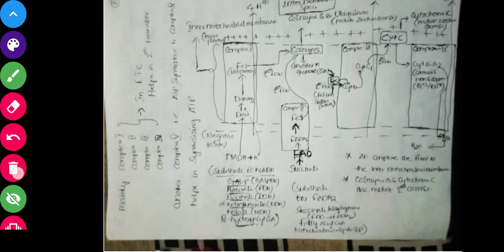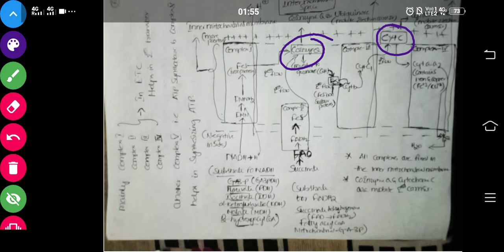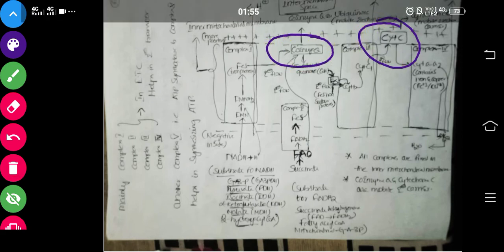One more important thing I need to discuss: these complexes 1, 2, 3, 4 are fixed in the inner membrane. But coenzyme Q and cytochrome C are not fixed in the inner membrane. These are called mobile transporters, or mobile carriers of electrons. They will carry the electrons and supply them from complex 1 to complex 3, and from complex 2 to complex 3, and then complex 4.